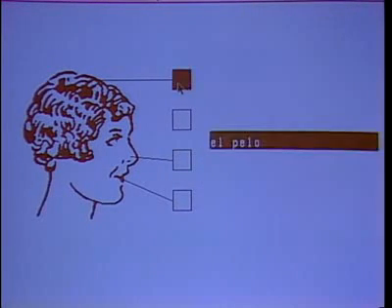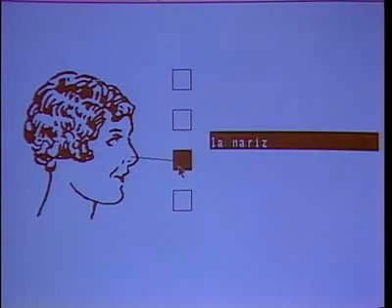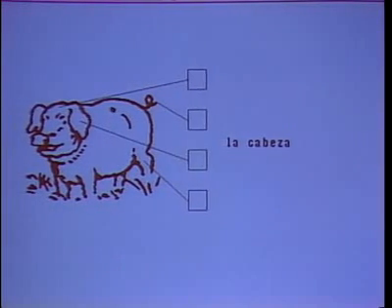El ojo. El pelo. La boca. La nariz. So you can go from the picture to the words or the words to the pictures. Correct.